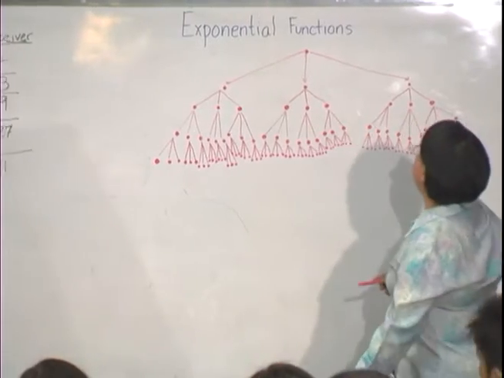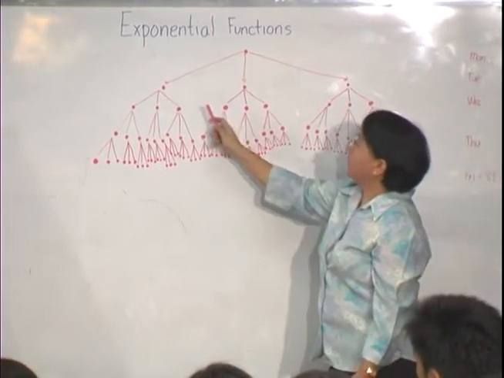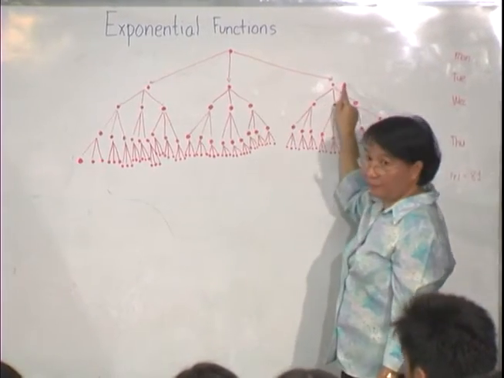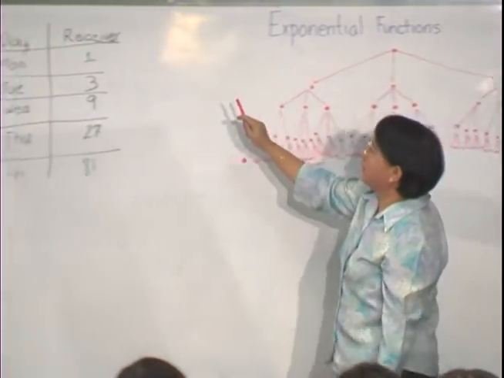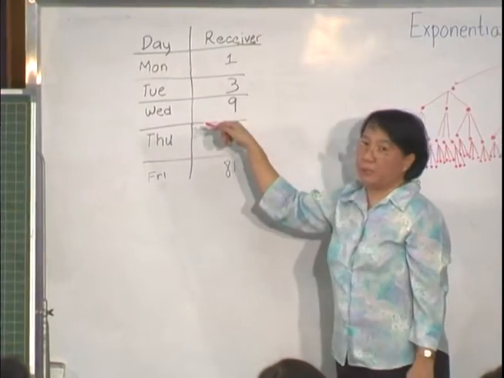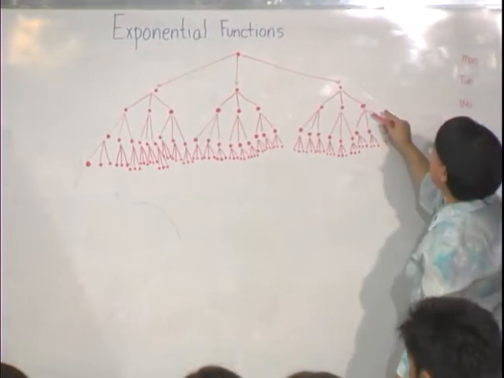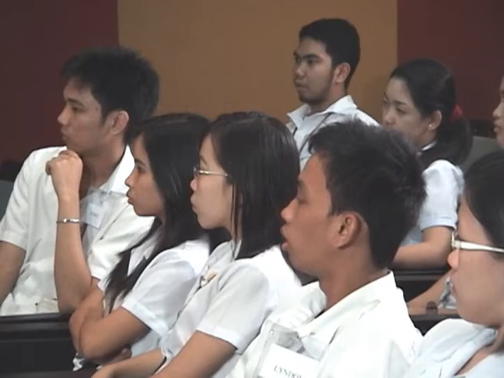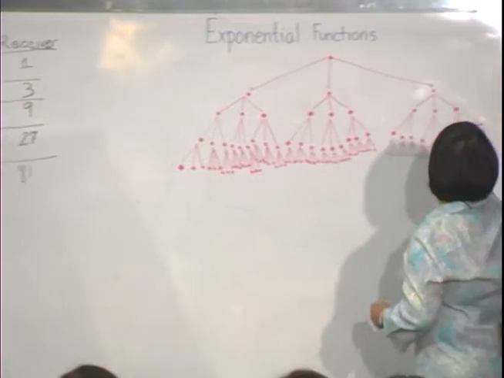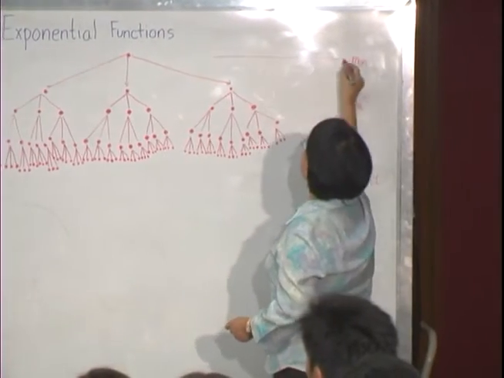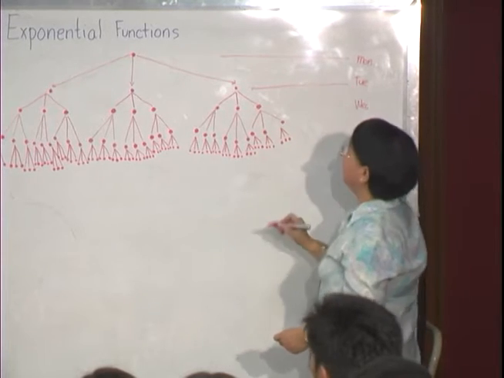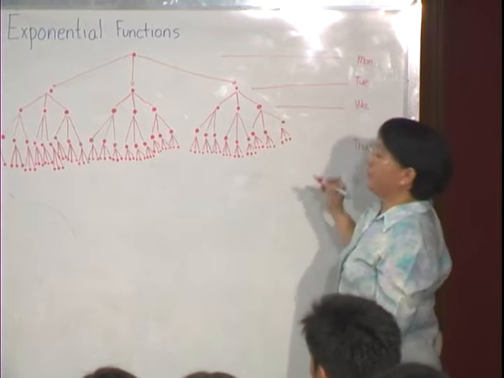How about on a Tuesday? So if you look at your tree diagram, you have 1, 2, 3. Okay? That corresponds now to the 3 here in the table. And so on. So you have 9. So here for Wednesday you have 9. Okay, so for Monday you have 1. And then Tuesday you have 3. And then for Wednesday you have 9.